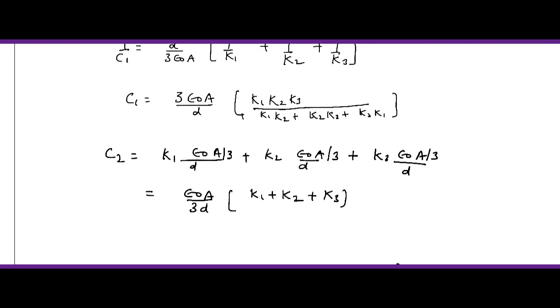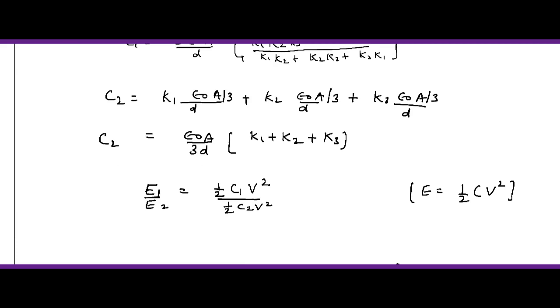So we have calculated the value of C1 and C2, and now we have to calculate the value of E1 and E2. So E1 by E2 is equal to half C1 V square by half C2 V square, as E is equal to half C V square, and it is given in the question that the potential is the same for both. So half and half will get cancelled out and V square will get cancelled out. So it will be C1 by C2. Now we'll put the value of C1 and C2.